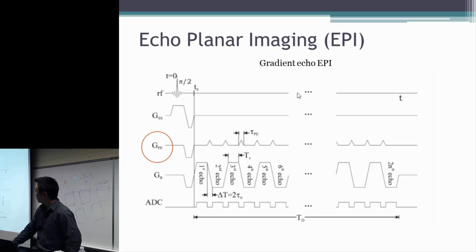We can see that there is an excitation RF pulse. We can also see that there are 3 blips of gradient here. So who can tell me what their functions are here? For this one, this is the slice select gradient.